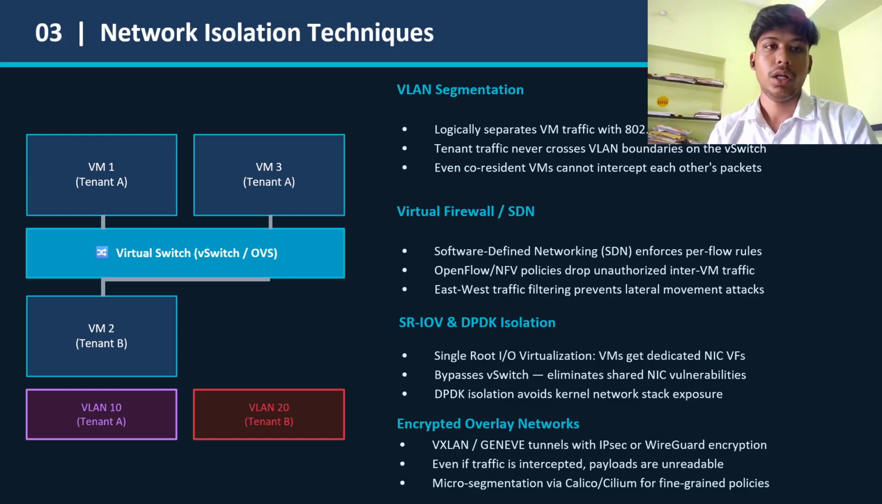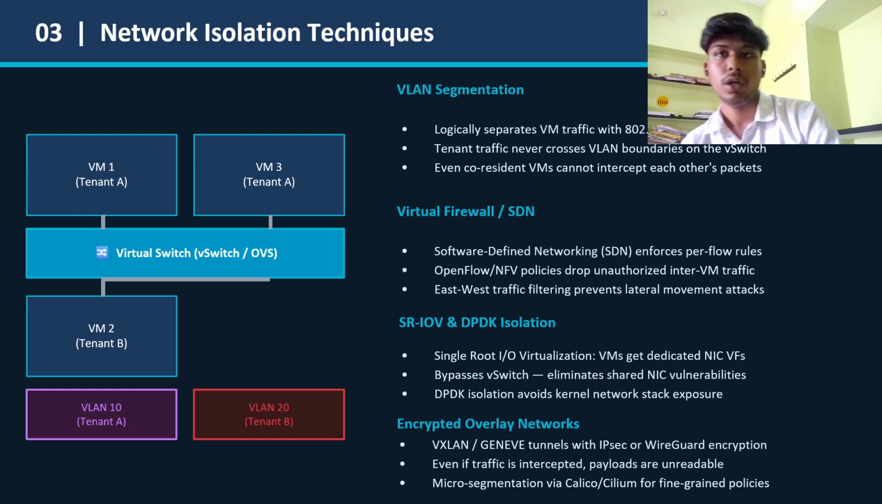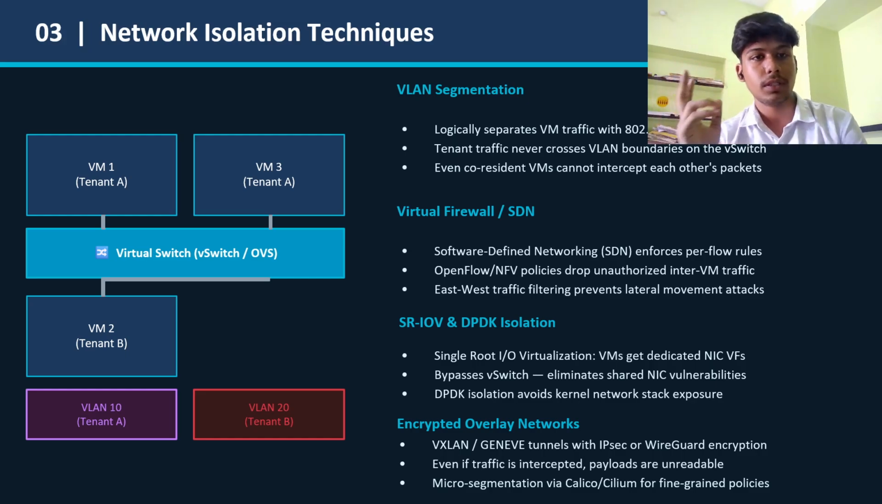And next is the software-defined networking, SDN, also known as a virtual firewall. SDN goes further. It uses programmable software to define exactly what traffic is allowed between any two VMs. Unauthorized traffic gets dropped at the virtual switch level. This prevents lateral movement, where an attacker who has compromised one VM tries to attack other VMs on the same network.